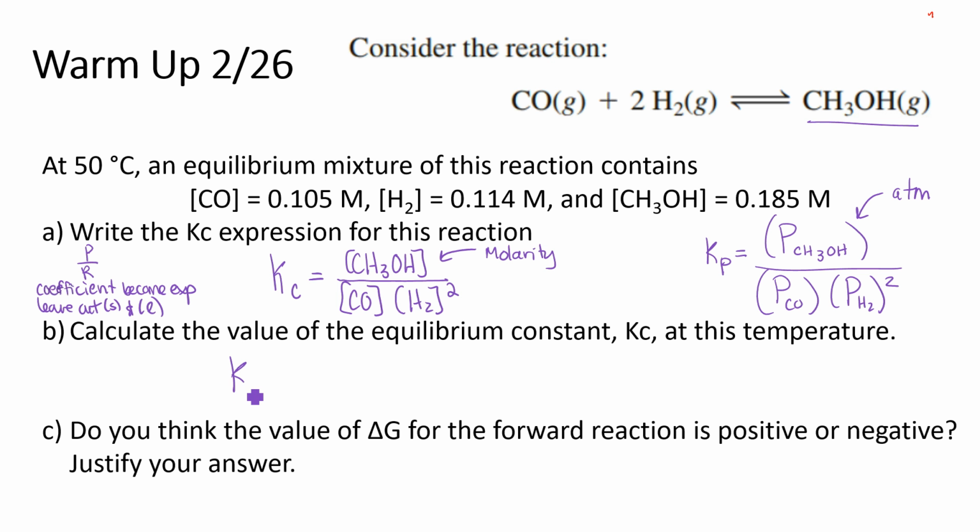We're trying to find the value of Kc here. We're going to just plug in our molarity values from equilibrium. So it looks like at equilibrium, our product is 0.185 molar, and our reactants are 0.105 molar and 0.114 molar, and that one I'm going to square. And then you're going to stop and plug this in your calculator. 0.185 divided by, which I'm going to take a moment to do right now. And we should be getting 136.